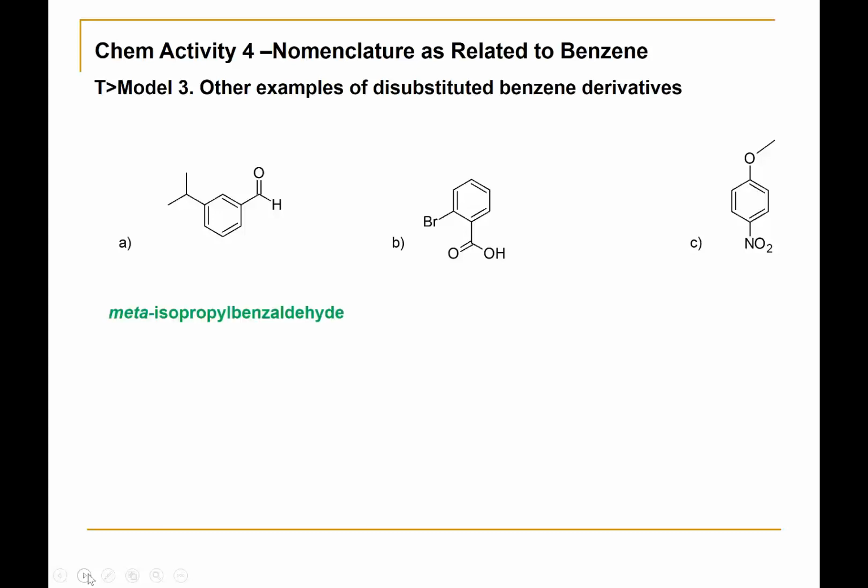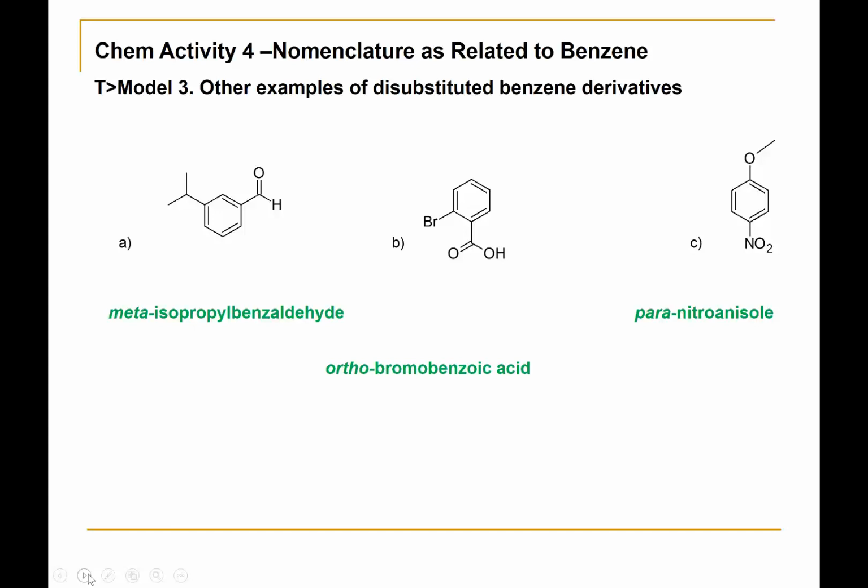In the first example, we have meta-isopropylbenzaldehyde. So it's important to recognize that in a sense the main substituent here is the benzaldehyde, and we refer to where the isopropyl group is in reference to that. The second compound, ortho-bromobenzoic acid. The third compound, para-nitroanisole.